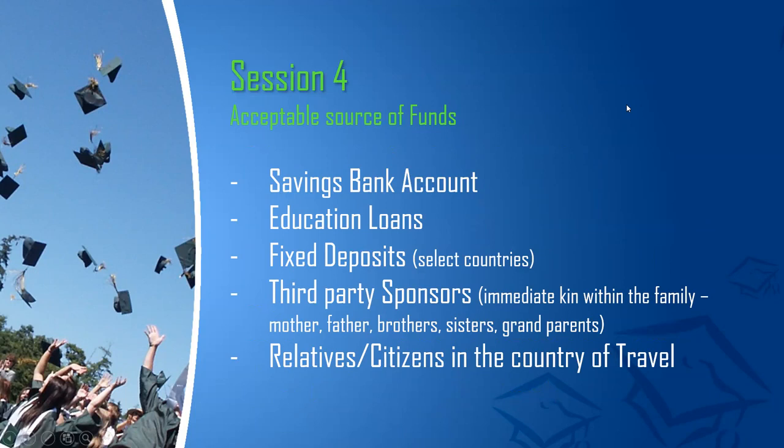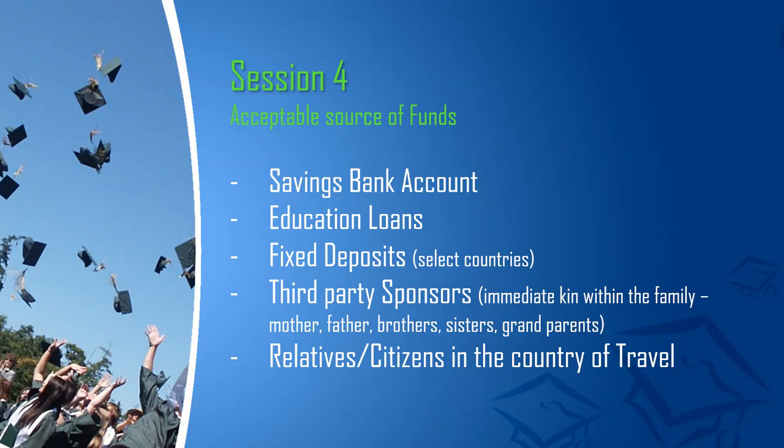Okay. Now let's see the kind of funds that are accepted for a visa. Savings bank account, education loans, fixed deposits in select countries, and third-party sponsors, that is, immediate family members: mother, father, brothers, sisters, and grandparents from both sides. Relatives or citizens in the country of travel can also sponsor, but it's a huge expenditure for them because they need to show the funds for their whole family plus the student. So that's the last thing that even embassies will normally look at. But the best are the top four and family members.